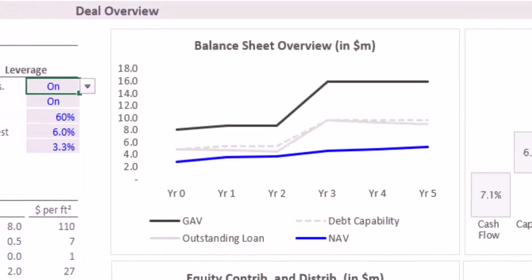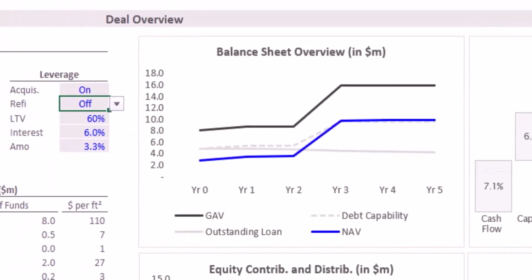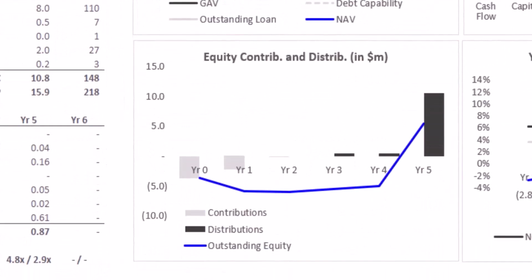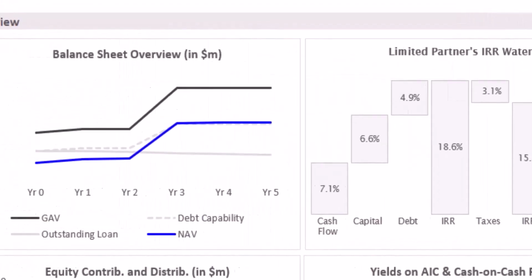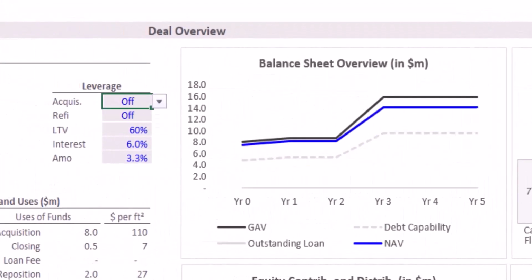So if we did not refinance, the outstanding loan amount will continue decreasing, allowing our net asset value to go up along with the gross asset value, but delaying the early distribution from year 3 to year 5 and therefore reducing our internal rate of return by 1.5%. If we did not use any kind of leverage, we see how our NAV is much closer to our GAV.